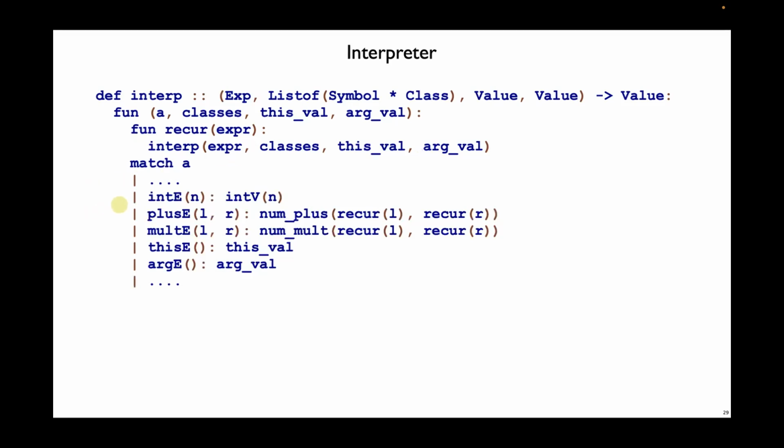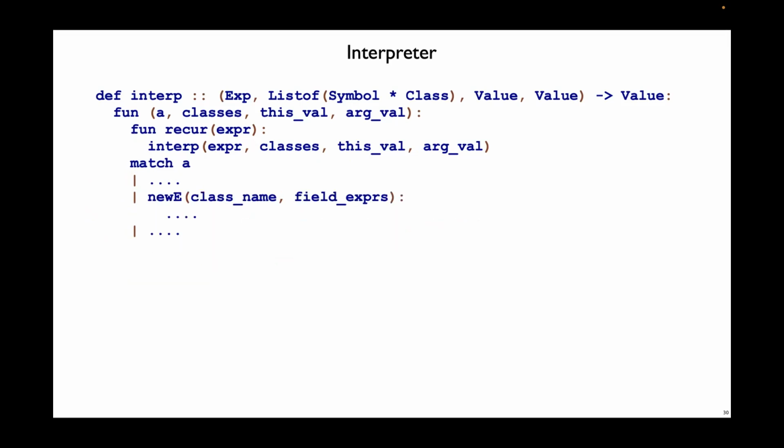A few of the cases here are pretty straightforward. So for int expressions, we have an int value. For plus and mul, we recur on the sub-expressions and then call a helper. For this and argv, we just return the corresponding input to interp. The more interesting cases start here with new.